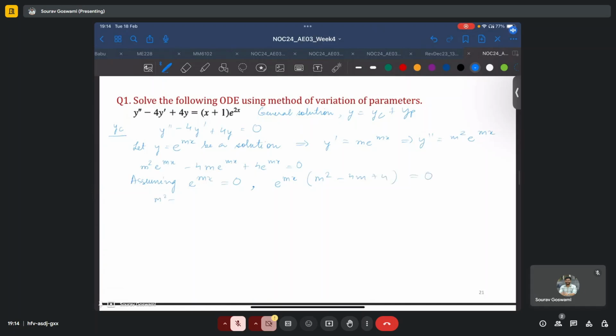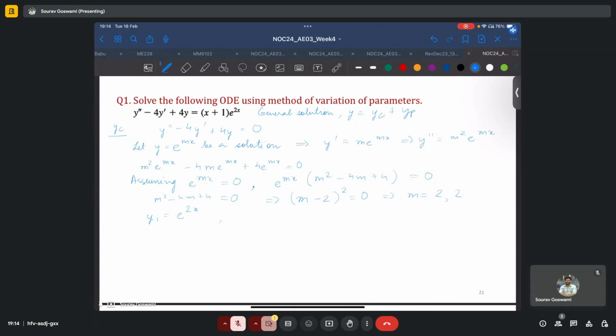So m square minus 4m plus 4 would equal 0. m square minus 4m plus 4 is simply (m minus 2) whole square, which implies that m equals 2 and 2. So these are repeated roots. And we know that in the case of repeated roots, the first solution is e power mx or e power 2x. The second solution cannot be the same because otherwise we just have a duplicate solution.